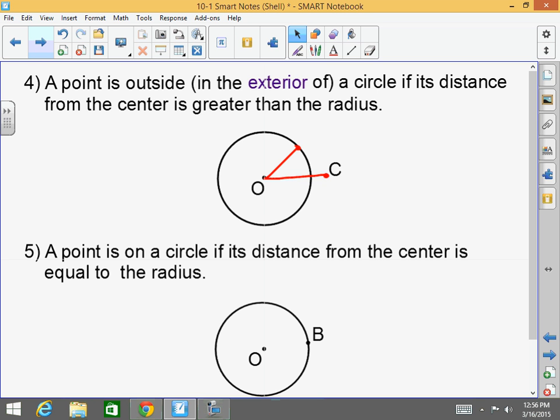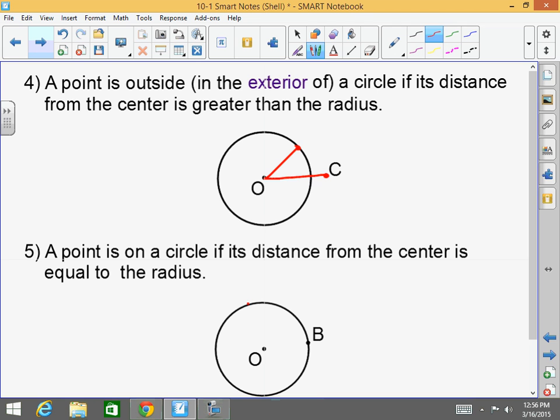For number 5, this is a point that is on a circle, and a point is on a circle if its distance from the center is equal to the radius. When you're looking at the circumference of a circle, think of circumference like a perimeter of the circle. It's not called perimeter because perimeters are for polygons. I always remember that: polygon starts with the letter P, perimeter starts with the letter P, so perimeters are for polygons. Circumference starts with the letter C, that's for circle, which starts with the letter C.